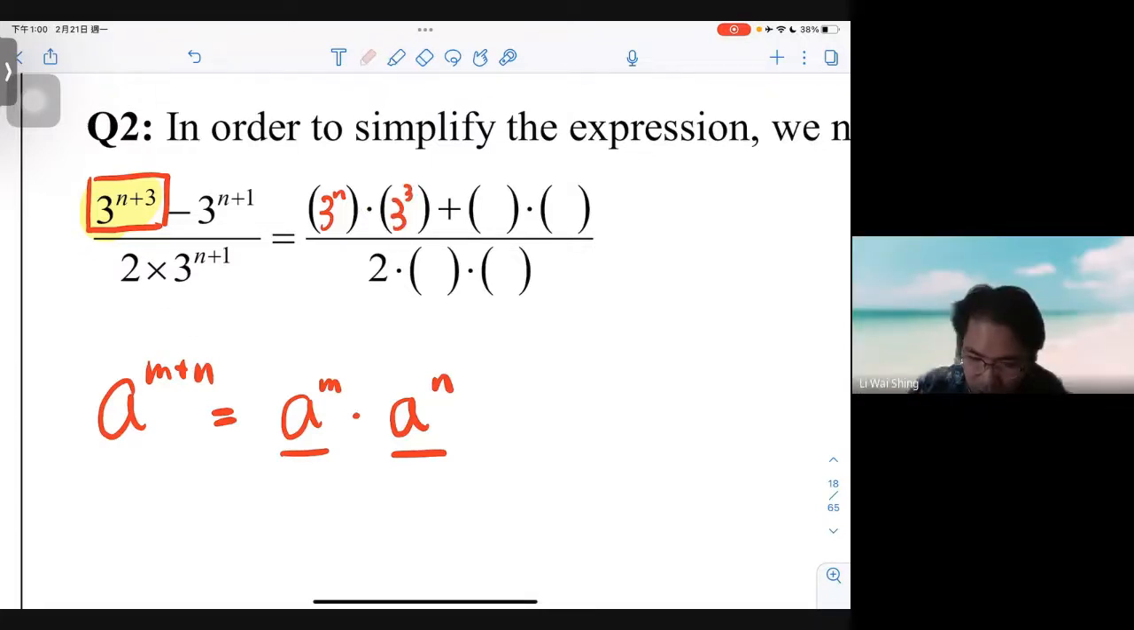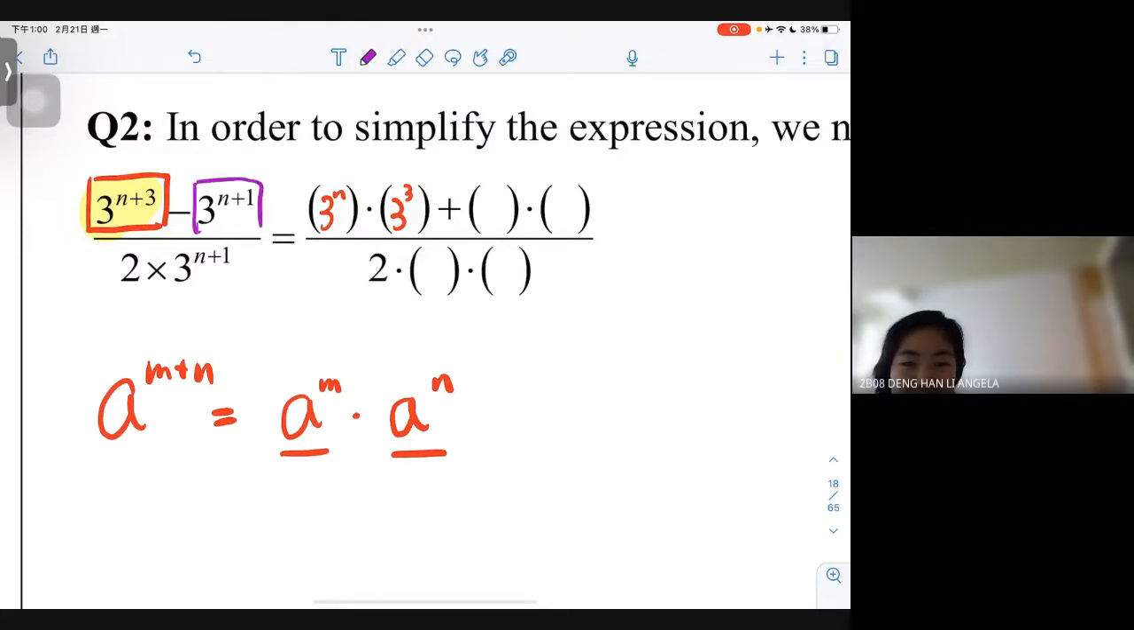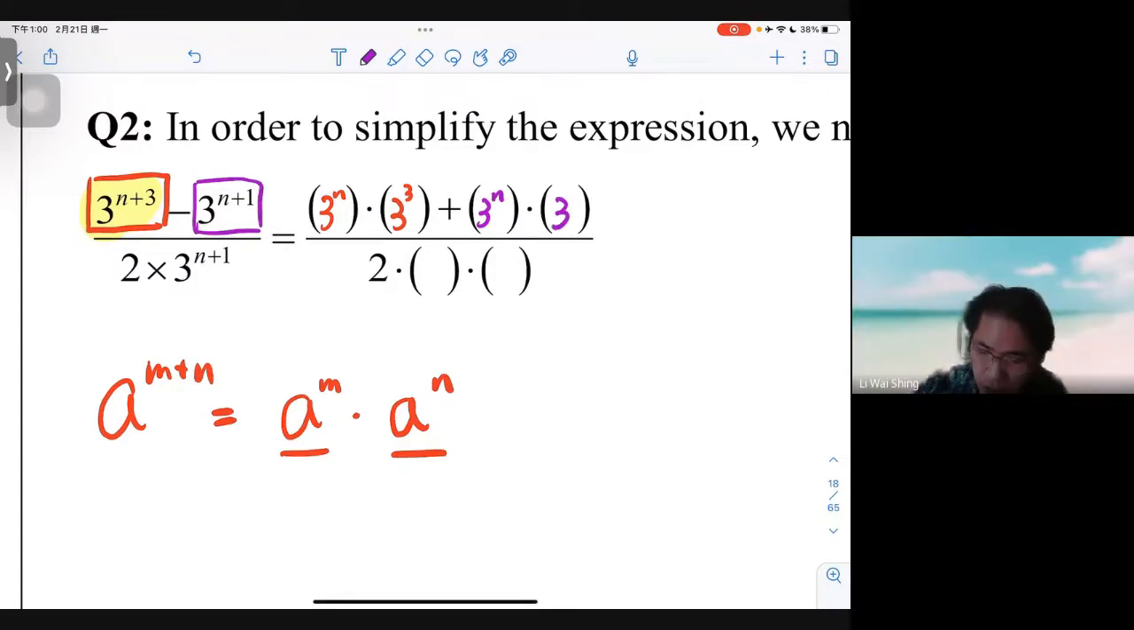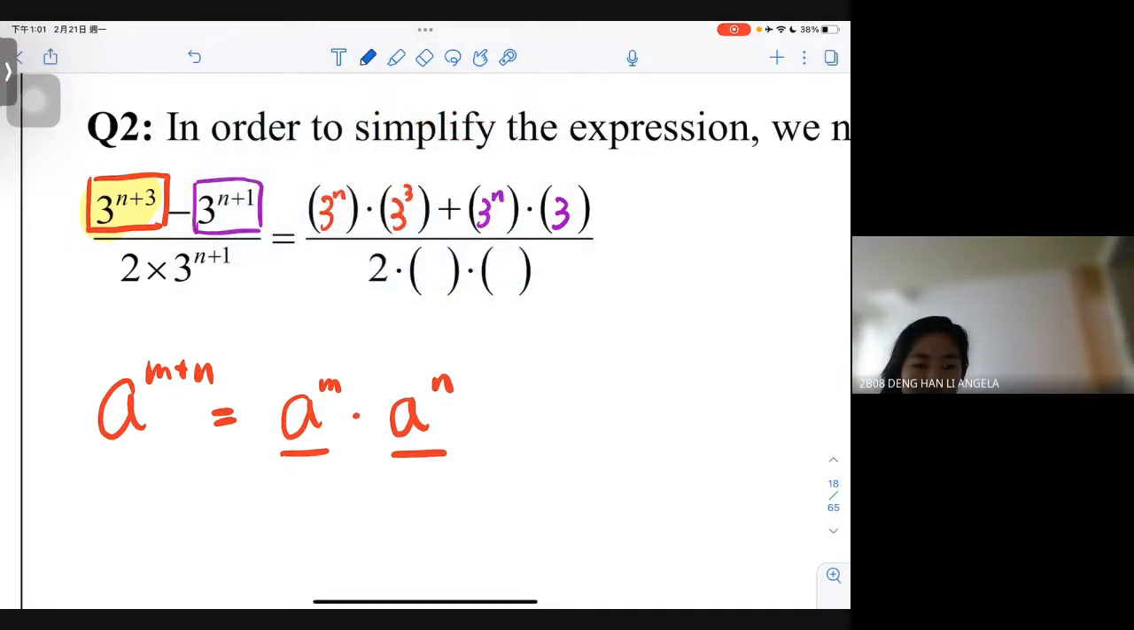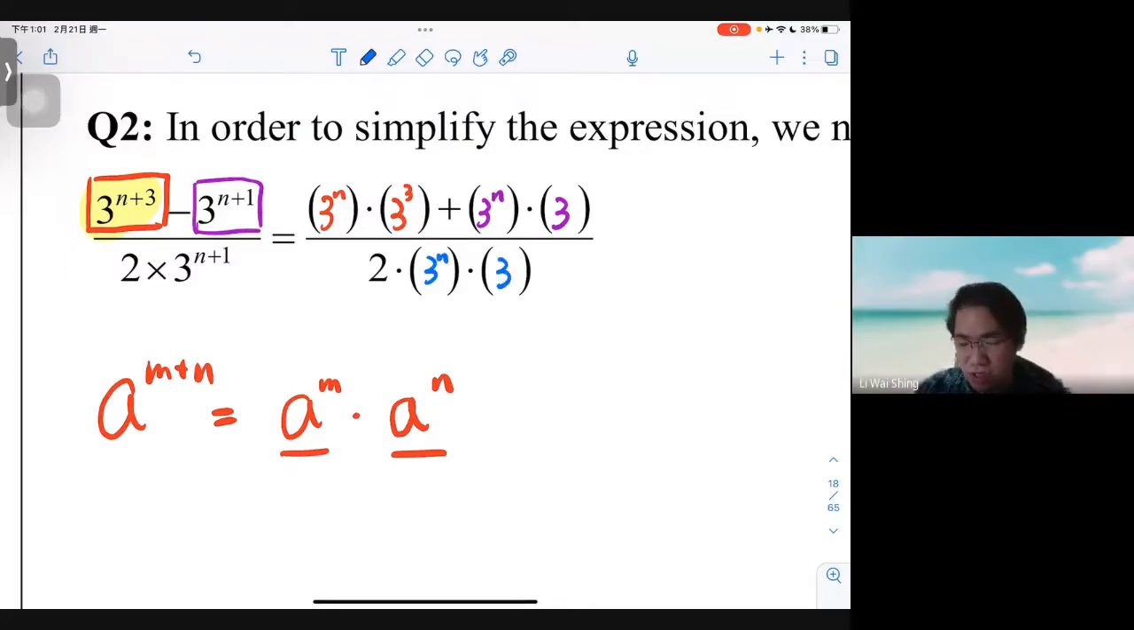Yes, the next one. 3 to the power of n times 3. Yes, 3 to the power of 1, or 3. Okay, denominator please. 3 to the power of n times 3. Okay, yes, you split the index.